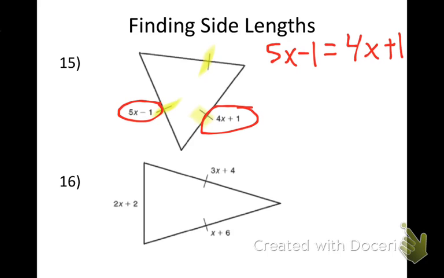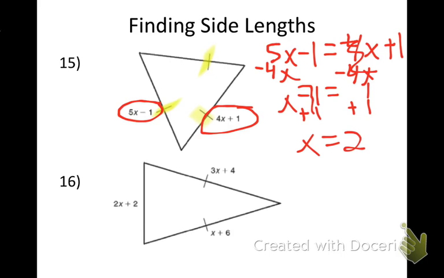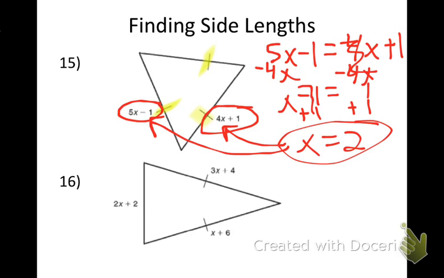And then I solve for x. So subtract 4x. x minus 1 equals 1. Add the 1. I get x equals 2. Then what do I have to remember to do with that 2, Drew? Plug it back in. And I get all of my side lengths to be a distance of what, Kay? 9. So that is 9. And that is 9 as well because this is an equilateral triangle. All of them are the same.